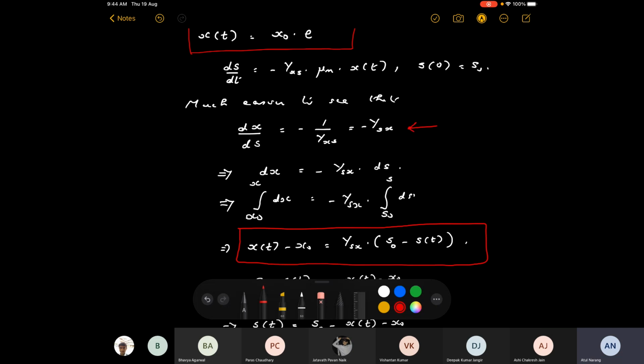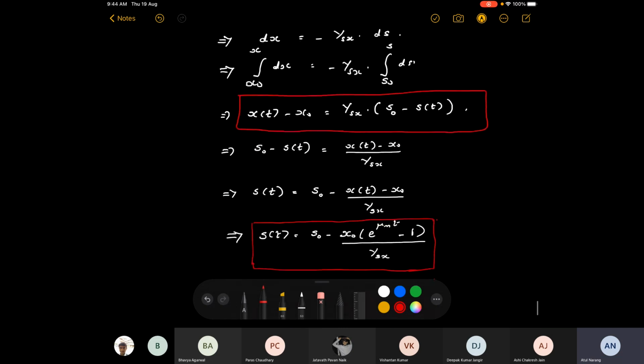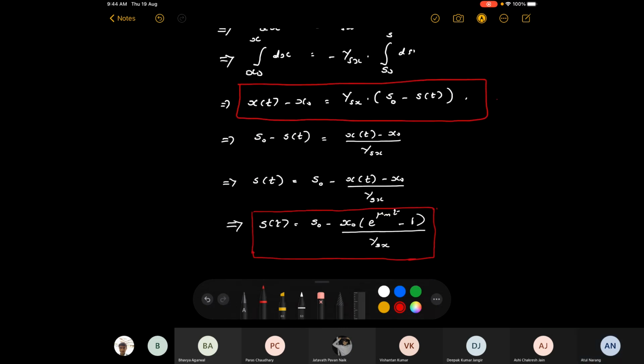Notice that Y_sx is simply the reciprocal of Y_xs. So from the notation that we have devised, if Y_xs denotes the amount of substrate consumed per unit dry weight, then Y_sx is the amount of biomass produced per unit substrate consumed. So it's just the reciprocal of that. This notation makes sense. Okay, so this was the point at which we ended.